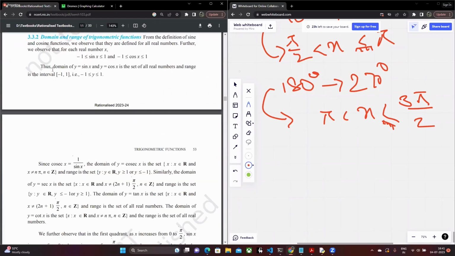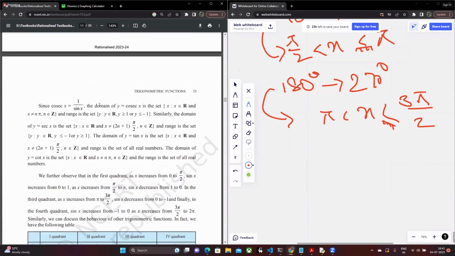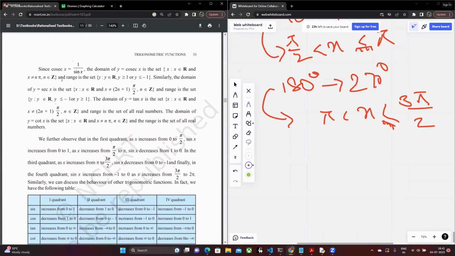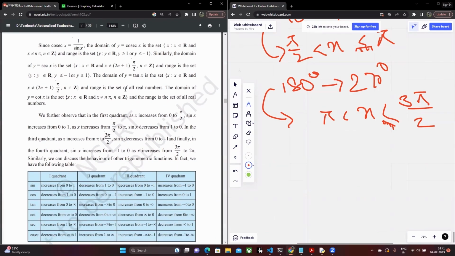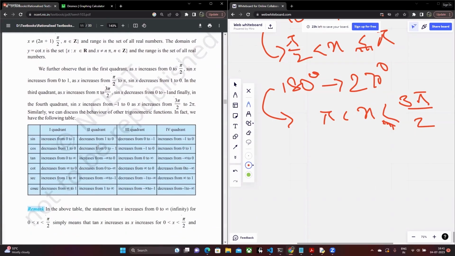Therefore, the domain of y equals sin x is real, and the domain of y equals cos x is real. But the range of sin x and cos x is the closed interval -1 to 1. And you know how to deal with 1 by sin x, 1 by cos x, tan x and cot x. If you don't, then draw the graph, you'll figure it out from there. That's all I can say.